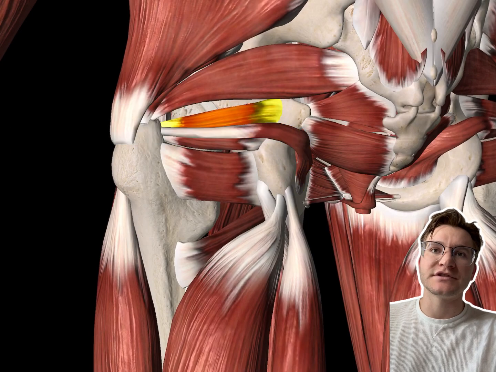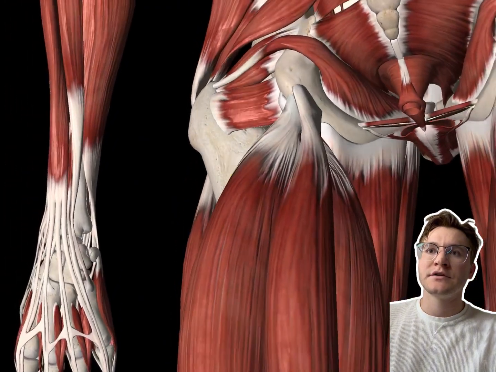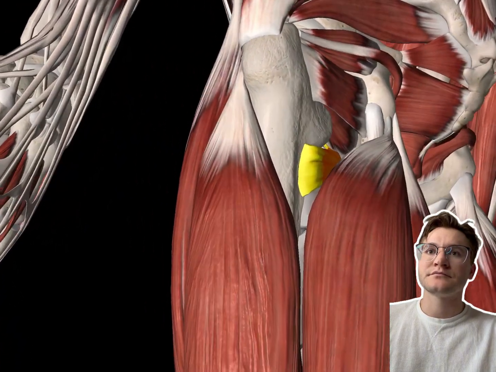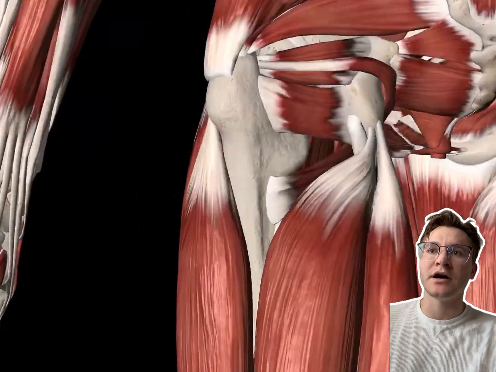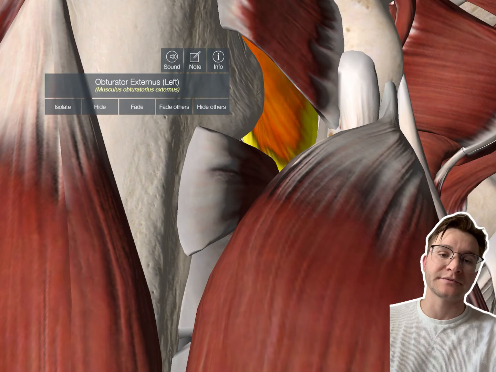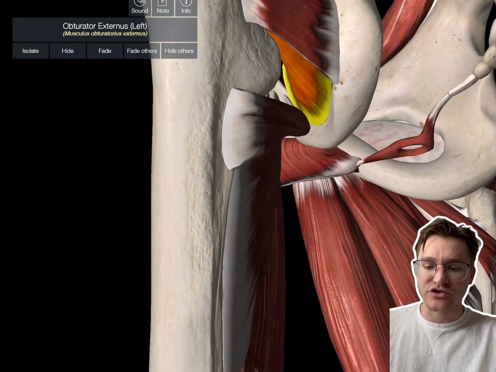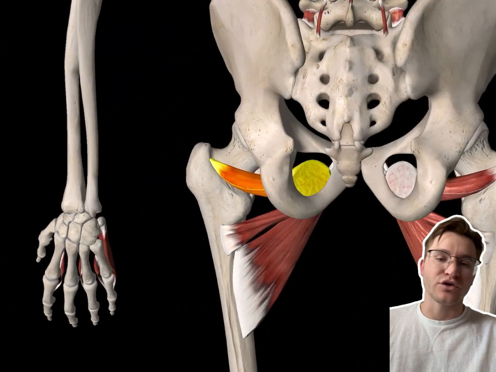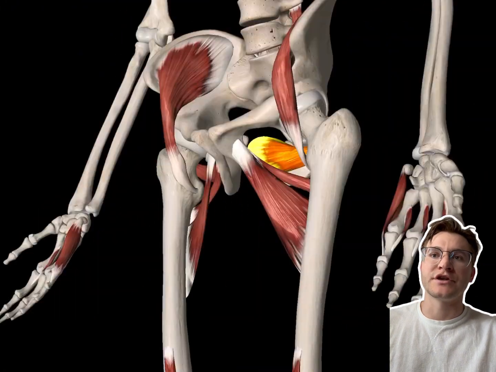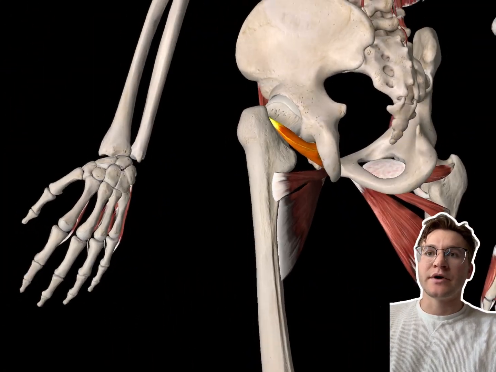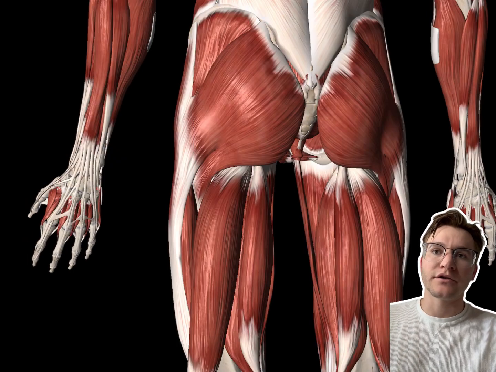Sometimes it can be difficult to see from the posterior side, so sometimes we have to flip our model around to find it. And there it is right there, hidden in behind the quadratus femoris. Sometimes you have to dissect that out to see the obturator externus because it heads out and travels towards the trochanteric fossa of the femur as well. So I just removed the muscle so you could easily see where it's coming from and where it attaches. It heads towards that obturator foramen like all our other obturators.